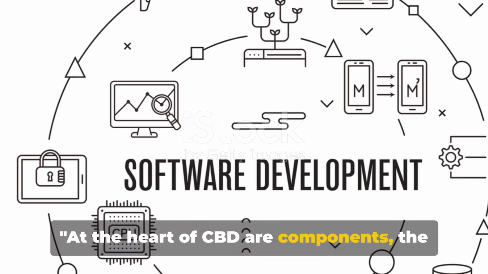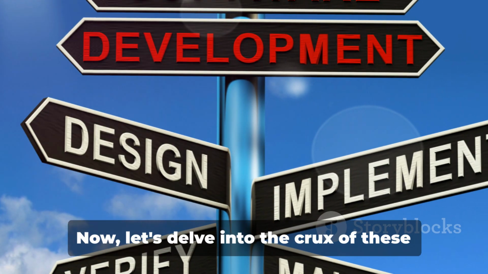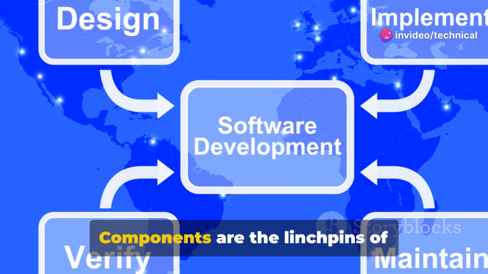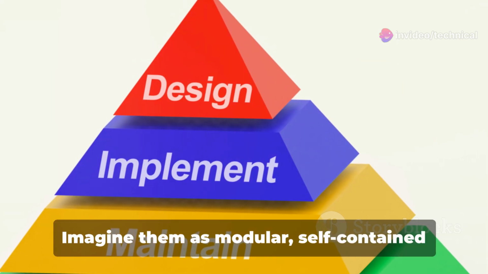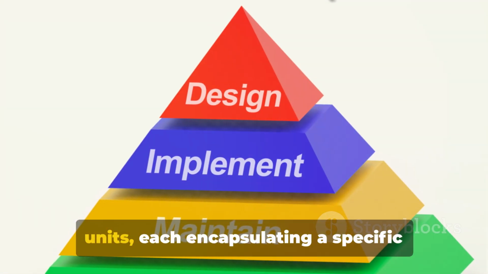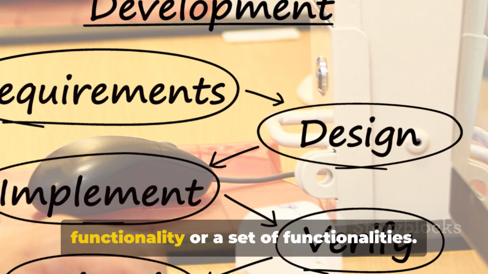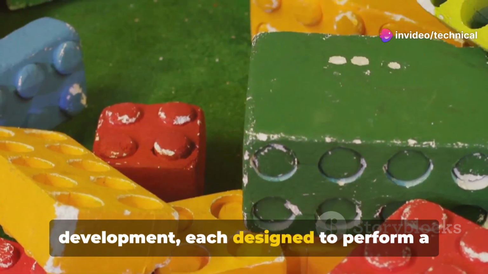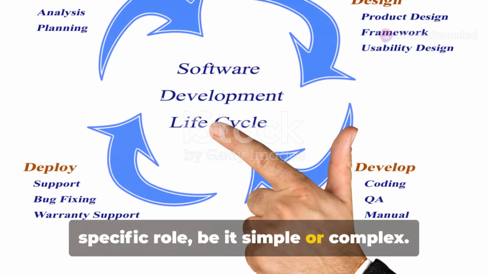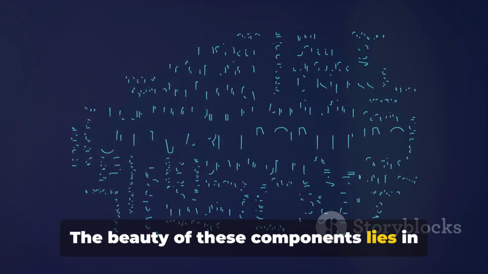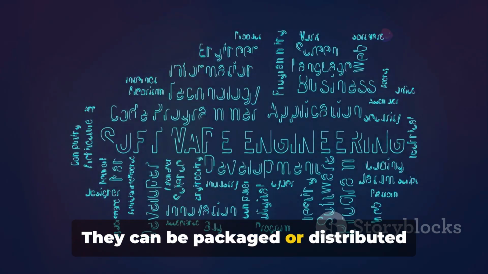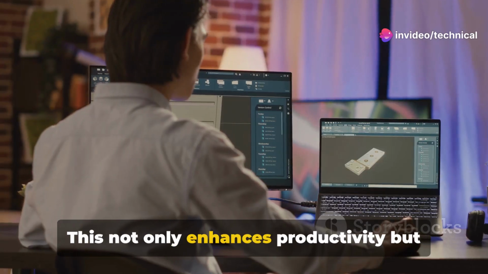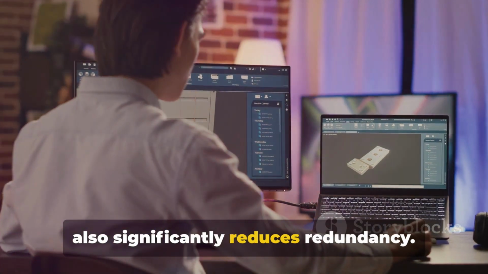At the heart of CBD are components, the building blocks of software systems. Now let's delve into the crux of these building blocks: components and interfaces. Components are the linchpins of component-based development. Imagine them as modular, self-contained units, each encapsulating a specific functionality or a set of functionalities. They are like the Lego bricks of software development, each designed to perform a specific role, be it simple or complex. The beauty of these components lies in their independence. They can be packaged or distributed separately and reused across different systems or contexts. This not only enhances productivity, but also significantly reduces redundancy.